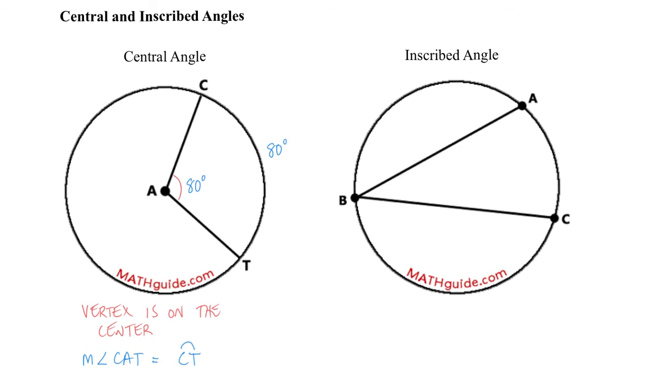Now, in the case of an inscribed angle, this time the vertex is on the circle. So it's not on the center, it's on the circle. So the vertex is on the circle. When that happens, the measure of the angle, in this case angle ABC, is equal to 1/2 the arc that it cuts off. So in this example, let's say this arc was 80 degrees, then this angle would be 40 degrees.